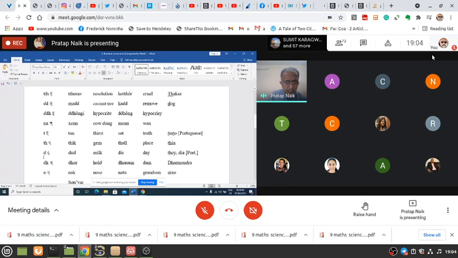Then comes the aspirated sound of da, dha. Dhar, hold. Dharan. Dharan. Dam. And how to pronounce this DH? There's a proper noun in India, Dharmendra. They are identical. This DH and this DH are identical in pronunciation.